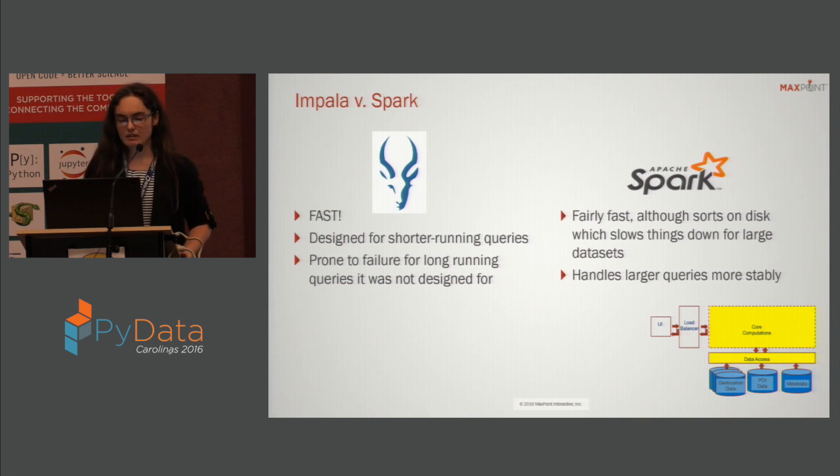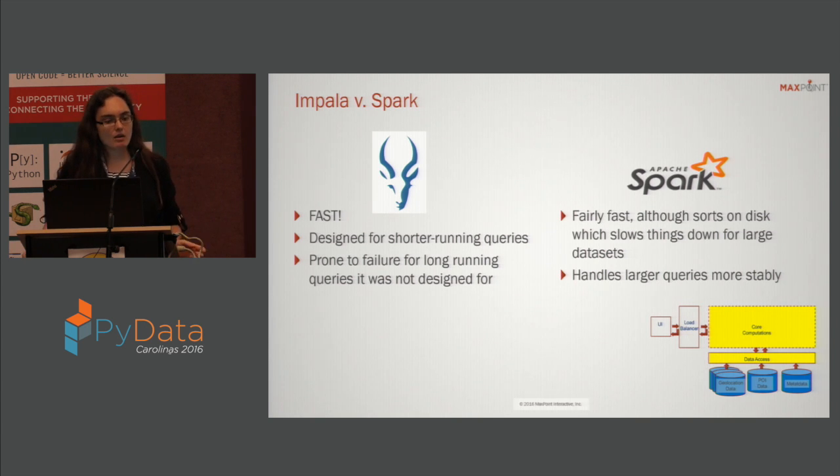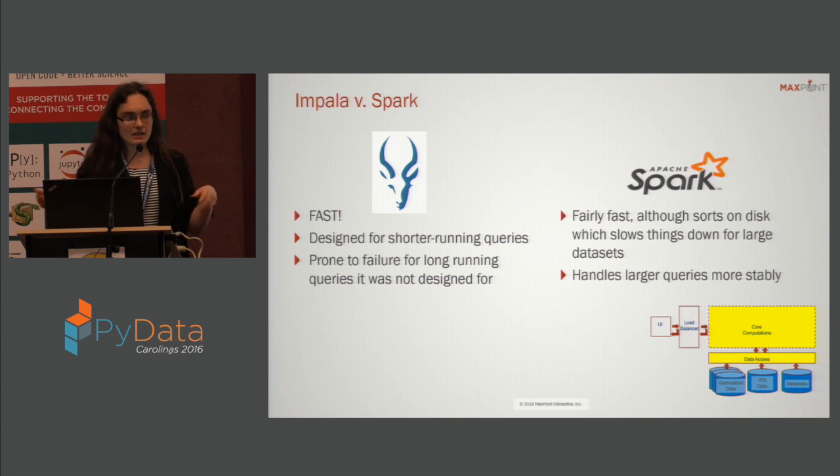Going into data access and some of the core computations, we're using Impala and Spark for that. We really needed something that could be fast and handle large-scale data. So Impala is fairly fast, but it's designed for shorter running queries, and we found it kind of prone to failure for longer running queries that it wasn't designed for. If we want a large amount of data with lots of computations come back to us, Impala is not that reliable for that use case.